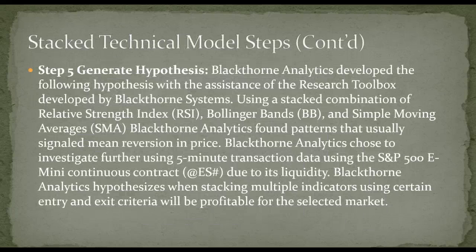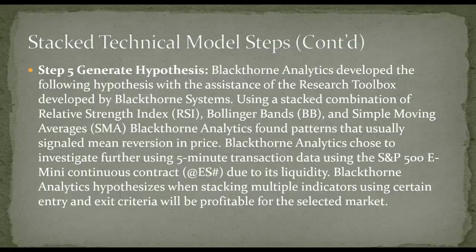So getting back into the actual model steps, let's recap here. We selected our market, the S&P 500 E-mini. Then we determined the model type, mean reversion. We set our sampling frame, and as we just saw, we did our research, and we learned how to do the research in these past two tutorials. Now we're on to step 5, which is generate the hypothesis.